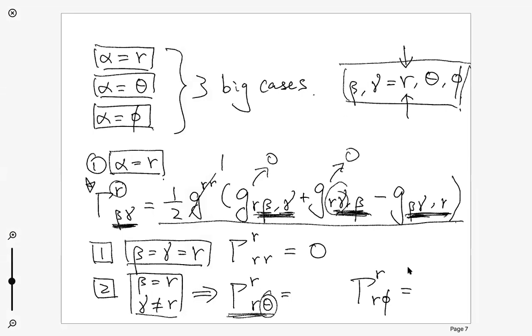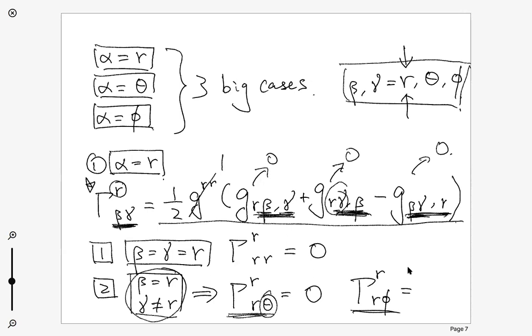In the last term here, because we have different beta and gamma now, right? Beta is r and gamma is not r. They are different. And as we said, the off-diagonal components of the metric are 0, right? And of course, the derivative of 0 is 0. So this is also 0. So we can safely say that the r r θ component of the Christoffel symbols is 0.